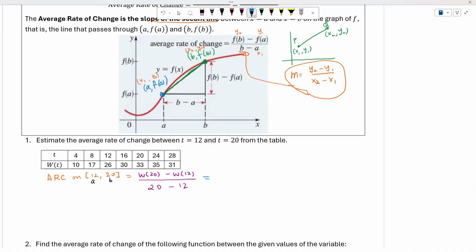Then from this table, W of 20 is 33, and then minus W of 12 is 26, and then we divide all over 8. And then now we find out that it is 7 over 8. So then this is my answer, right?